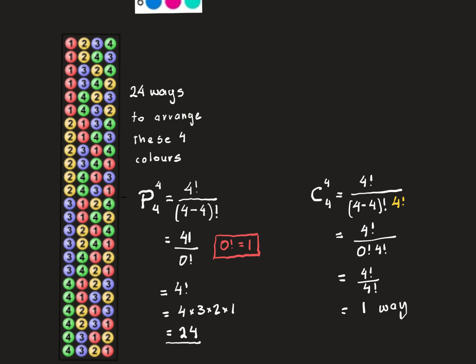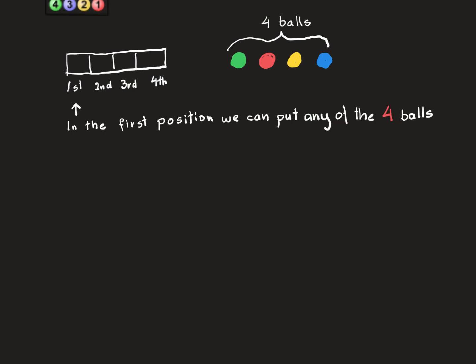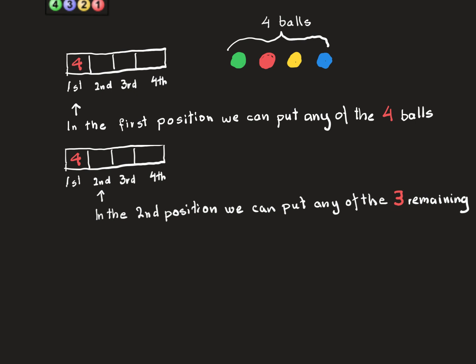I want to show you an alternative way of calculating permutations, because that will be very useful in calculating other problems. In the alternative method, we draw 4 squares to show us that there are 4 positions to fill. So in the first position, we could put any of the 4 balls. So in the first position, I will write 4. In the second position, we can put any one of the 3 remaining balls. So I will now put 3 for the second position.